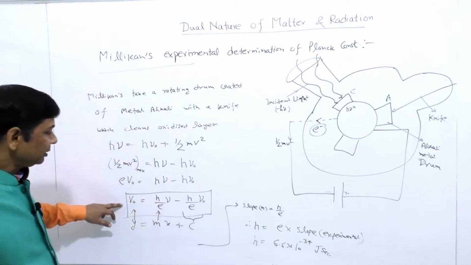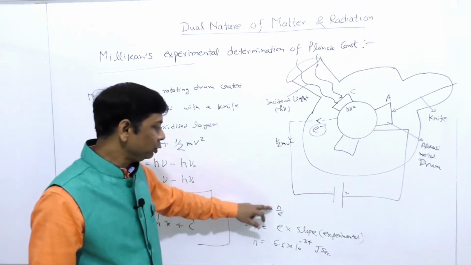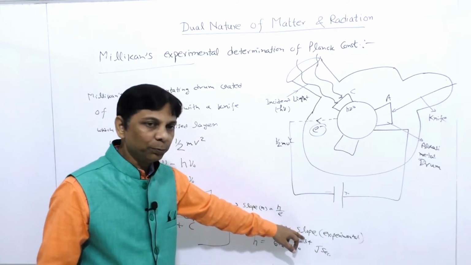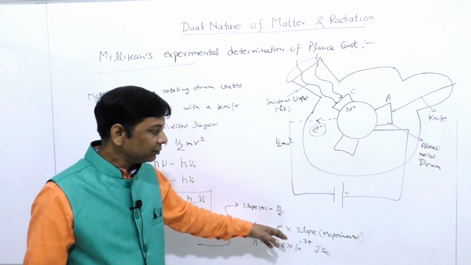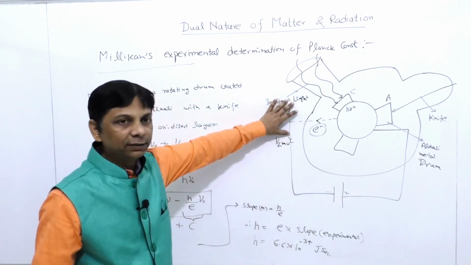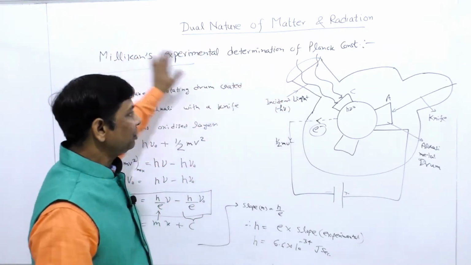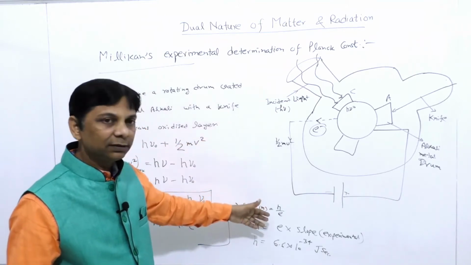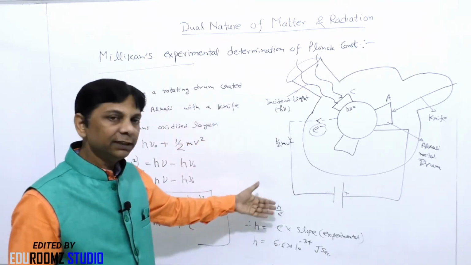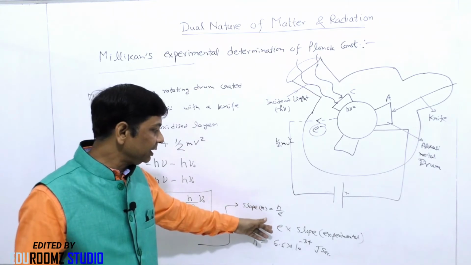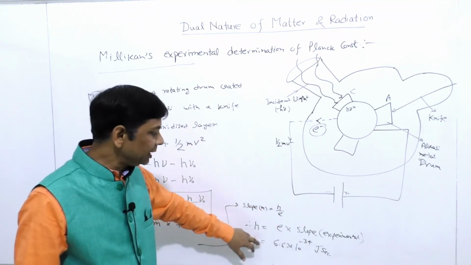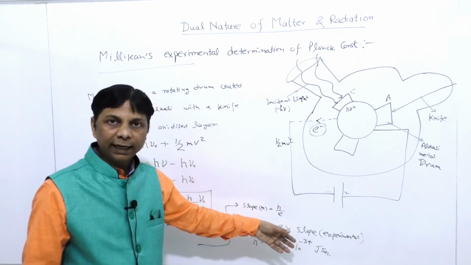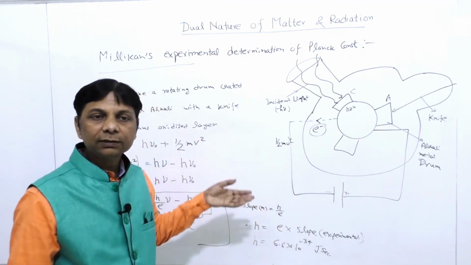With the help of this equation, slope m is equal to h by e, therefore h is equal to e times the slope, and this slope is found with the help of this experiment. So Millikan determined the value of h with the help of this experiment by plotting a graph, getting the slope, and multiplying with e, and the experimental value is 6.6 into 10 to the power minus 34 joule second. This is the value of Planck constant h.